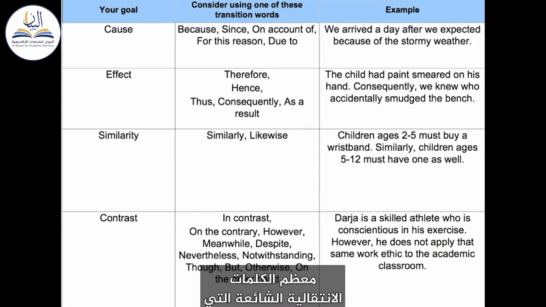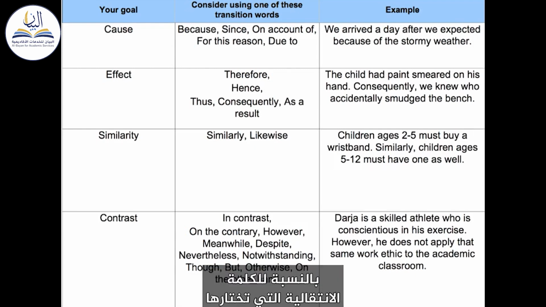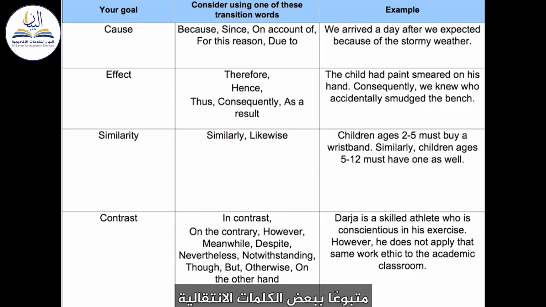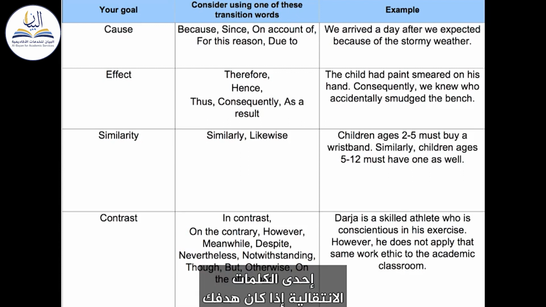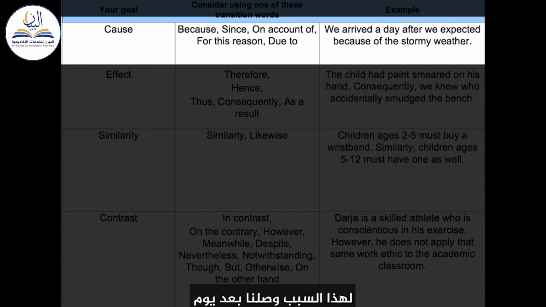Here I present most of the common transition words that you need to know for standard academic English. Pay attention to what your goal is for the transition word you choose in a situation. This guide begins with your goal, followed by some transition word options, and an example sentence using one of the transition words. If your goal is to show cause, consider using one of these words: because, since, on account of, for this reason, due to. We arrived a day after we expected because of the stormy weather.